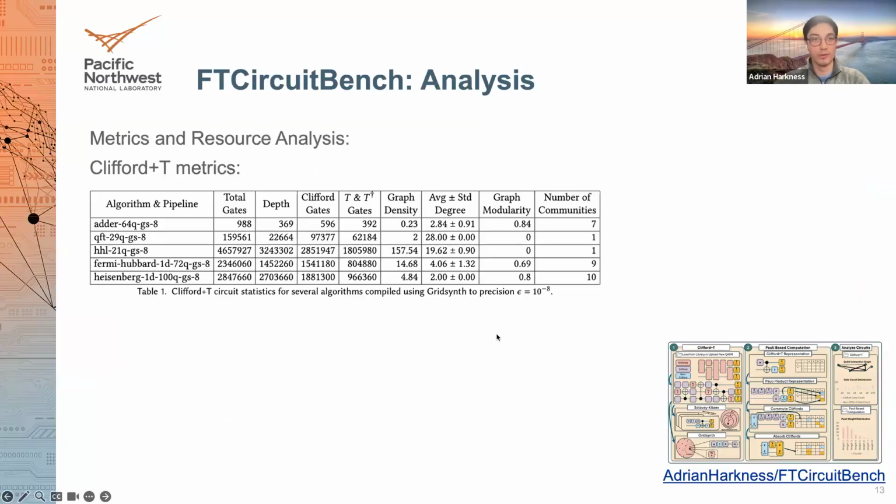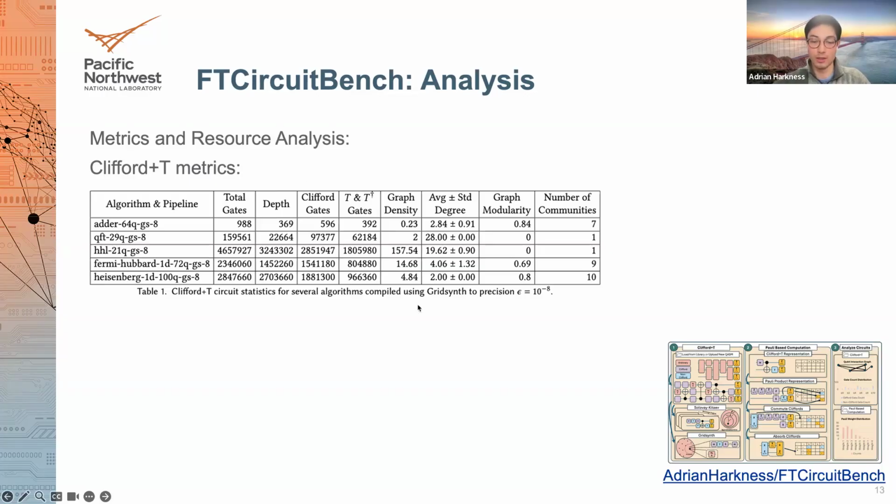Right. So then I mentioned we perform numerical analysis at all stages of our compilation pipeline. And these can be broken up into metrics on our Clifford+T stage circuits and metrics on our PBC stage circuits. So here I just include a brief table on only a few of our circuits, but showing the types of statistics that we're interested in. So of course there are the very general purpose ones: total gates, depth, Clifford gates, T and T dagger gates.